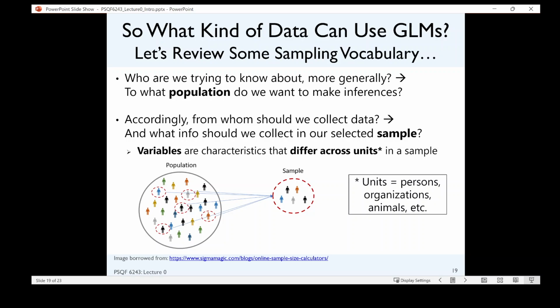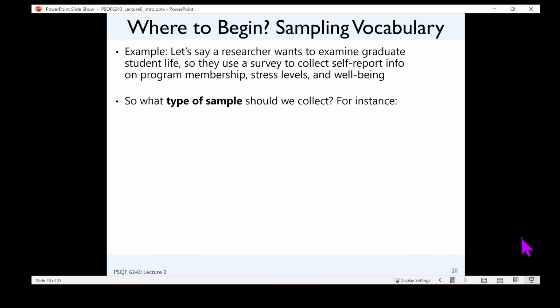So variables, as we are going to call them, are characteristics that differ across units in a sample, where units can be things like people, schools, businesses, animals, etc. In this class, I'll just say people. So for example, let's say that a researcher wants to examine graduate student life, so they use a survey designed to collect self-report information about membership in one's program, so what we went over earlier, stress levels and levels of well-being.